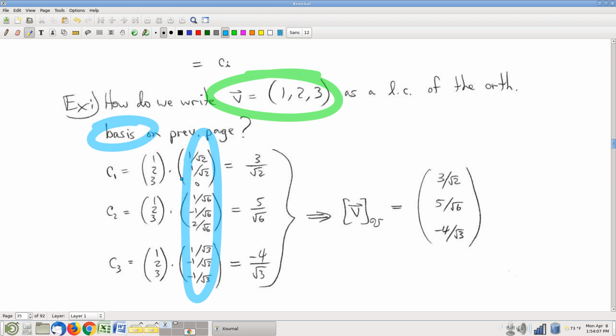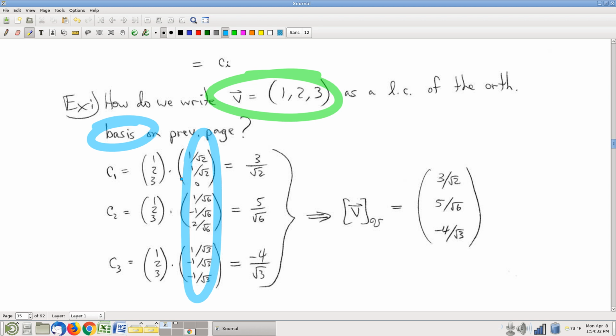Now, you can view this as a chapter 1 problem. How do I write that as a linear combination of these? Write down a vector equation, rewrite it as a matrix equation, you row reduce. There you go. Look at those numbers. Those numbers are kind of inconvenient. There's square roots and fractions. Right? So, you could do that, but it would be a little bit inconvenient.